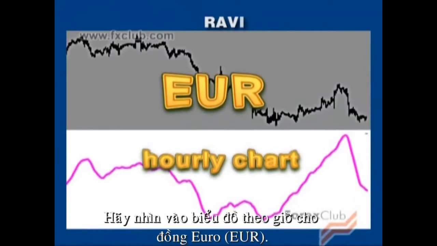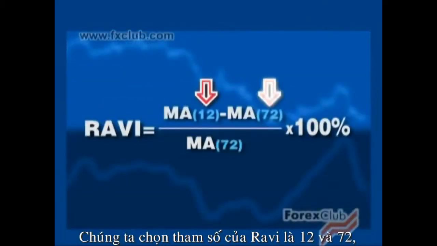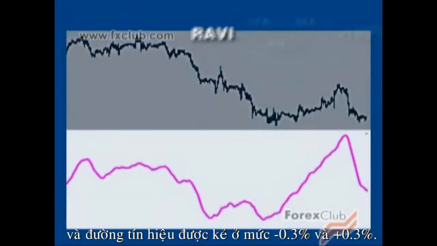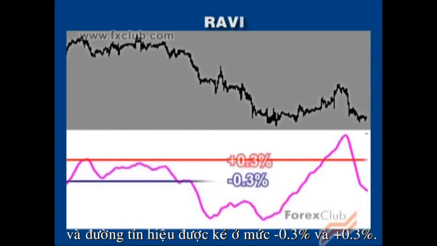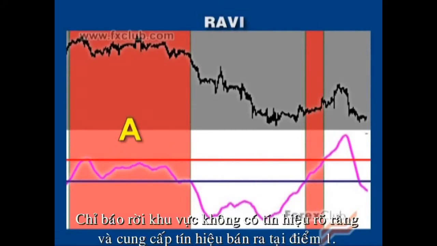Take a look at this hourly chart for the euro. We've selected the parameters of Ravi as 12 and 72. Signal lines are drawn at levels plus 0.3 and minus 0.3. Zone A is an easily recognizable trading range. The indicator leaves the sideways market and gives the signal to sell at 0.1.